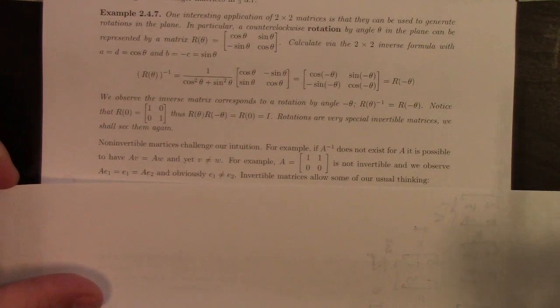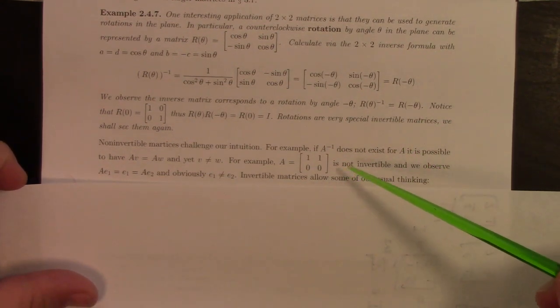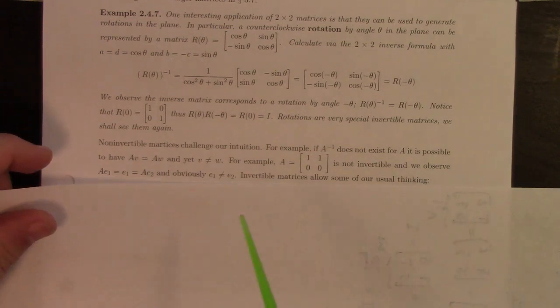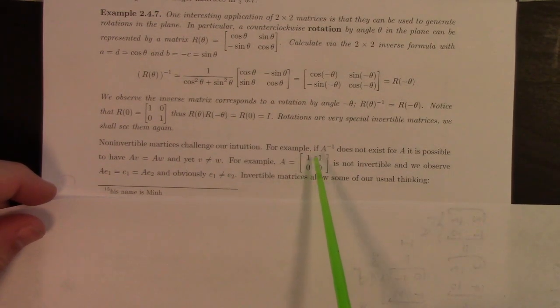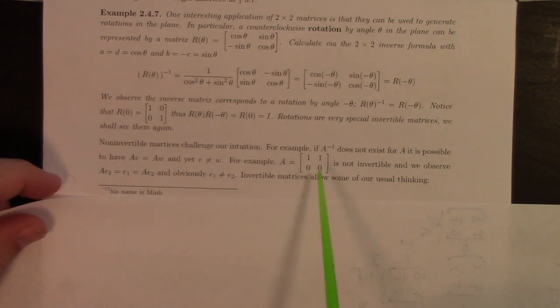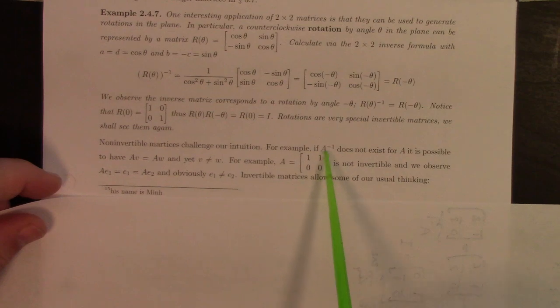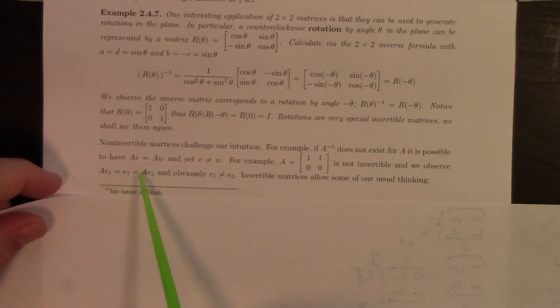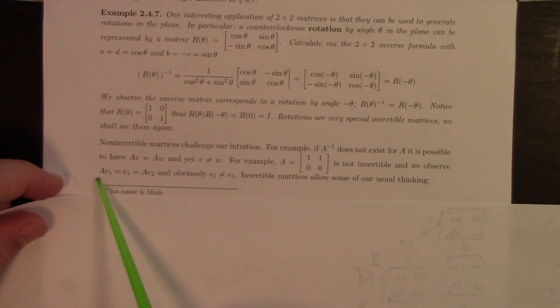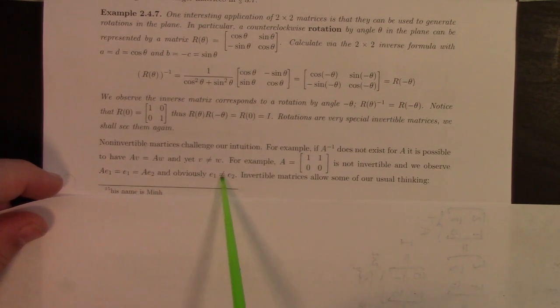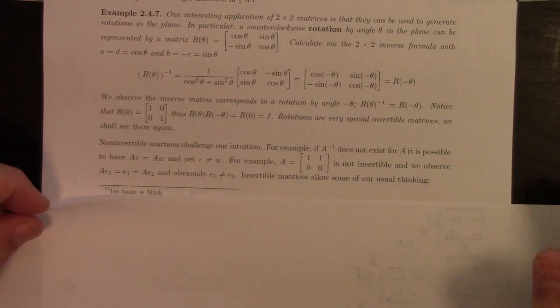Now, non-invertible matrices challenge our intuition. If A inverse does not exist for A, it's possible to have AV equal to AW, yet V not equal to W. Here's an example: A is 1, 1, 0, 0. If we look at A E1, it's equal to 1, 0. If we look at A E2, it's equal to 1, 0, right? So A E1 is equal to E1, and A E2 is equal to E1, but obviously E1 is not equal to E2, right? So if it's a non-invertible matrix, we can't cancel. We don't have a cancellation property, all right?